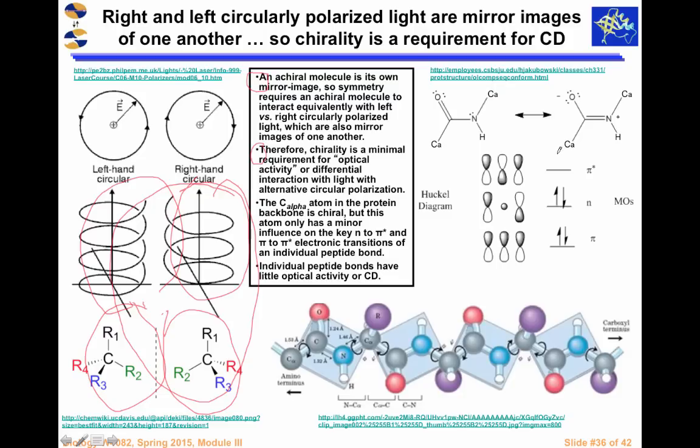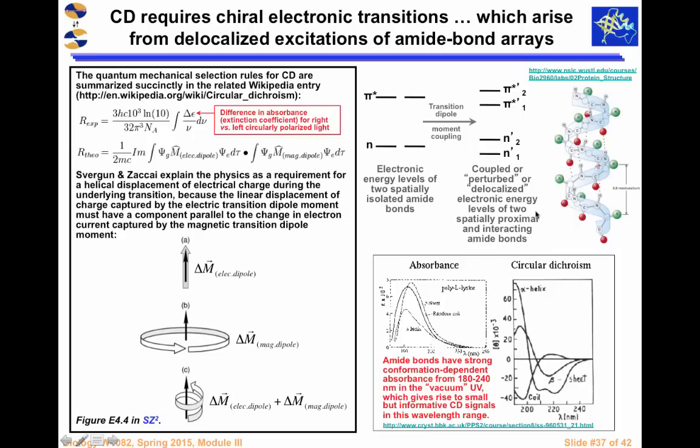And so there must be a non-zero transition dipole moment, meaning a difference in the electric dipole moment of the molecule with one electron in the pi star orbital compared to the ground configuration having them paired in the pi and n orbitals. Okay, so the critical thing about CD, where CD comes from fundamentally, is explained here.